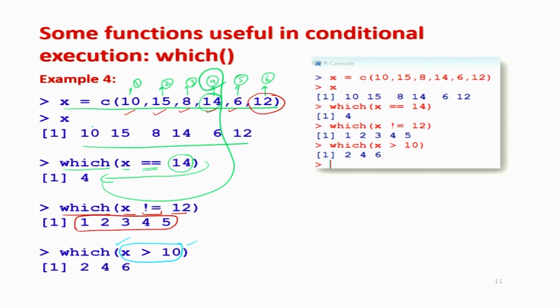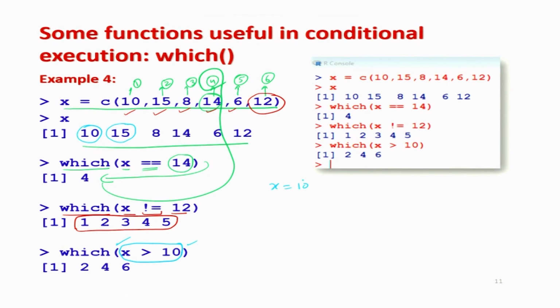So, try to observe my blue pen. The control will come to position number 1 and the value here is 10. You want the value greater than 10, so it will not be reported. Then it comes to the second position, it has the value 15, and 15 is greater than 10. So, the answer is true, right.